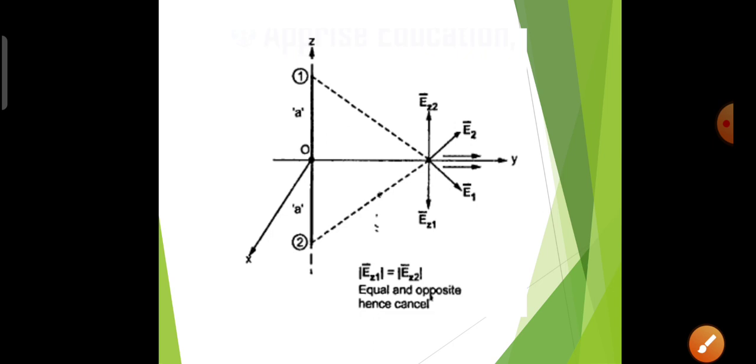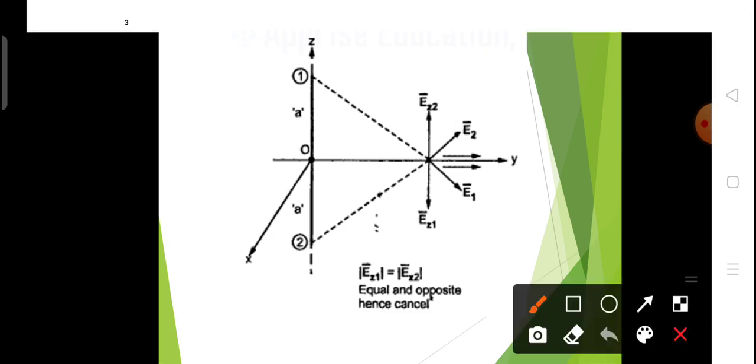Then from the picture we can know the electric field produced in the z direction, this perpendicular direction, will be equal and opposite, so they cancel each other. So we have electric field only in the y direction. This picture represents we have electric field only in the y direction.